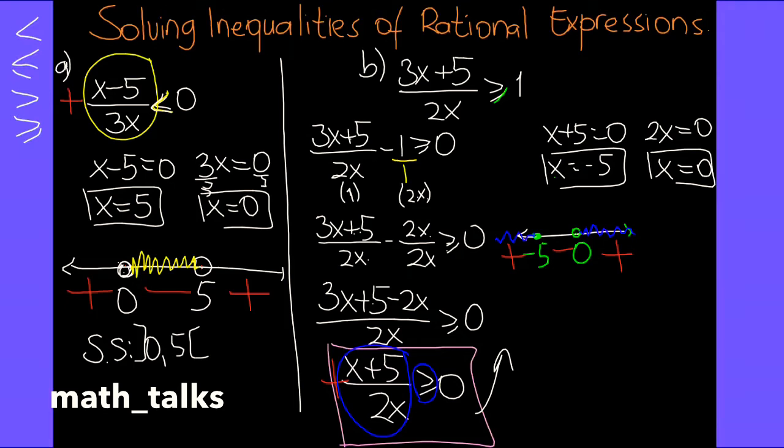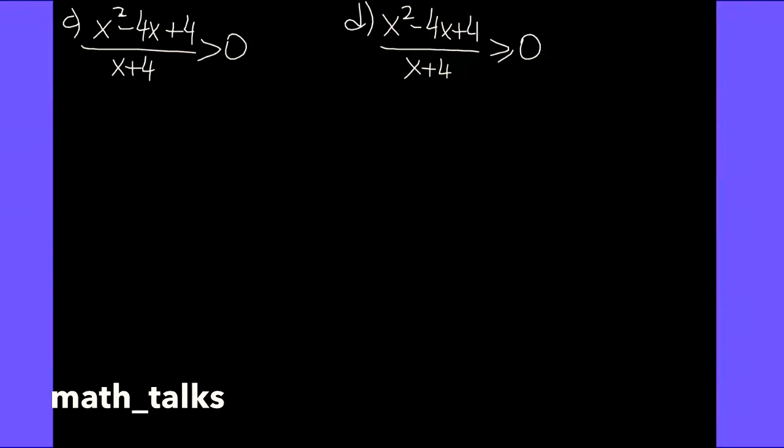Okay. When you are going to write your solution set, be careful. Negative infinity until negative 5. Negative 5 will be included, or closed bracket. Union, because we have another positive region: 0 until positive infinity. 0 here is open. Why? Because it makes my denominator 0. Because of that, it must be open. And infinity is always open.